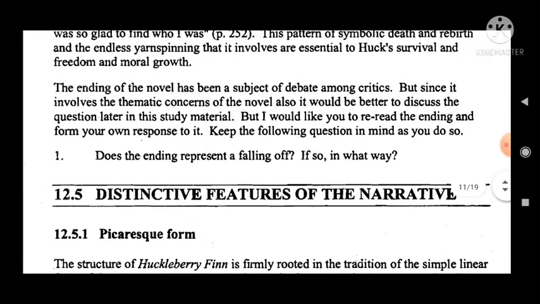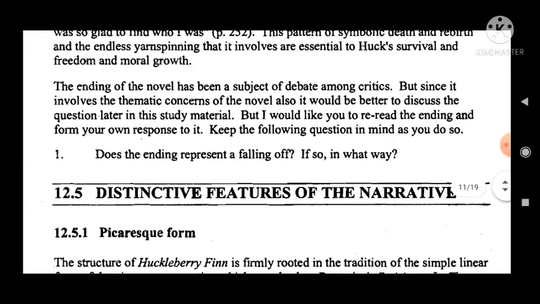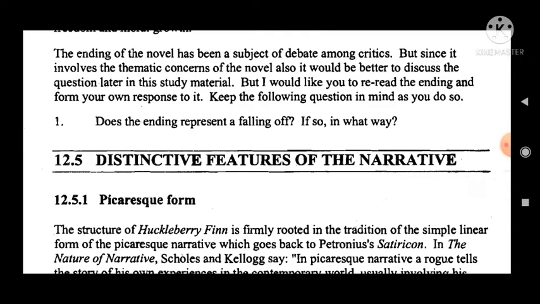The ending of the novel has been a subject of debate among critics. But since it involves the thematic concern of the novel also, it would be better to discuss the question later in this study material. But I would like you to read the ending and form your own response to it. Keep the following question in mind as you do so. Does the ending represent a falling off? If so, in what way?